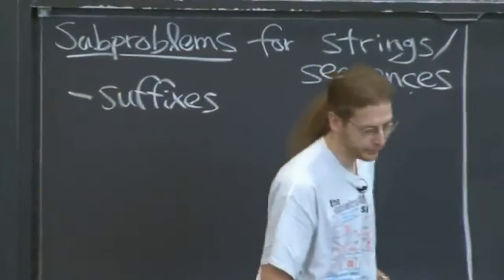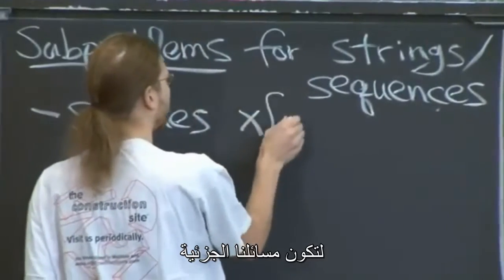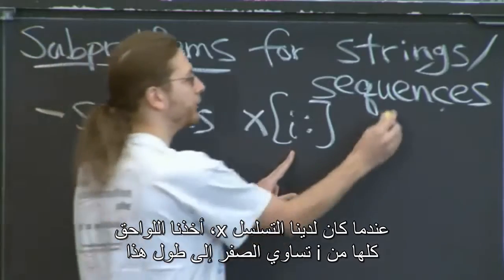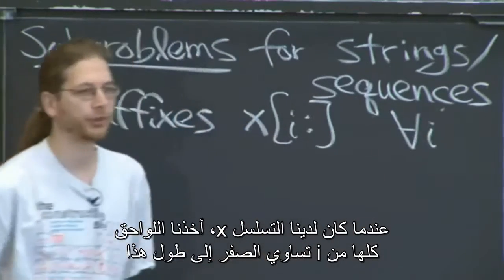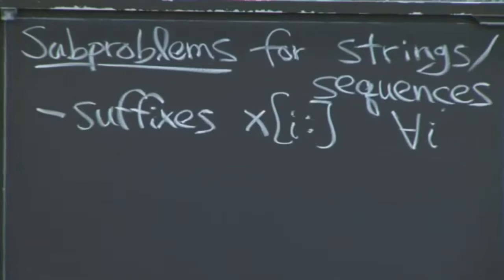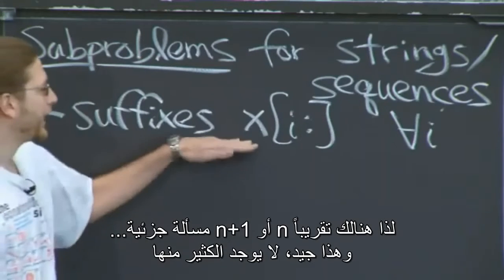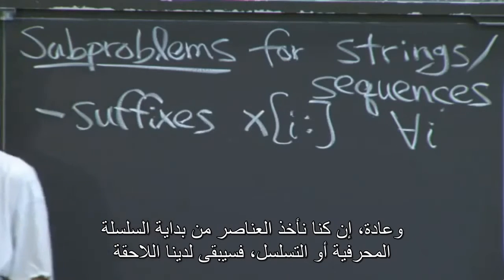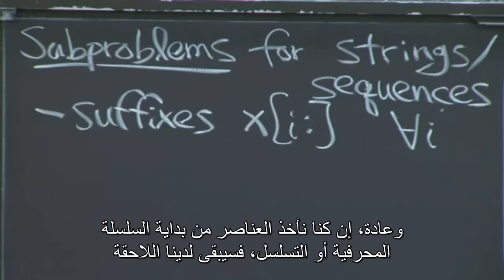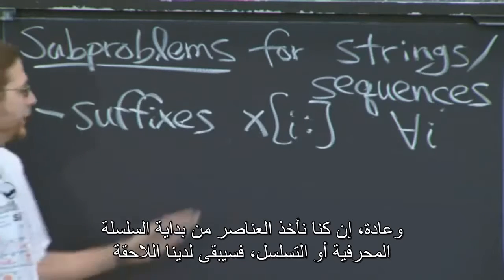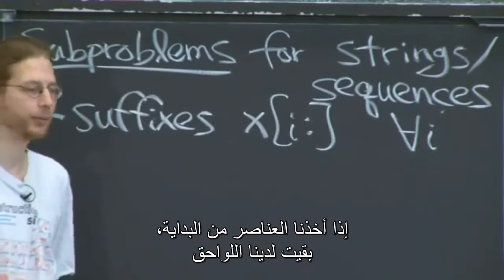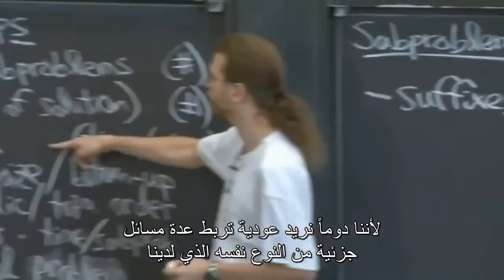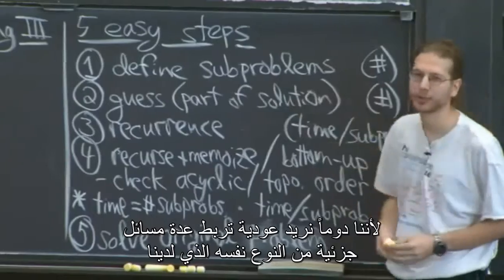As our subproblems, if X was our sequence, we did all the suffixes, i equals 0 up to the length of the thing. So there are about n plus 1 such subproblems. This is good. Not very many of them. And usually, if you're plucking things off the beginning of the string or of the sequence, then you'll be left with a suffix. If you always are plucking from the beginning, you always have suffixes. You'll stay in this class, and that's good, because you always want a recurrence that relates in terms of the same subproblems that you know.